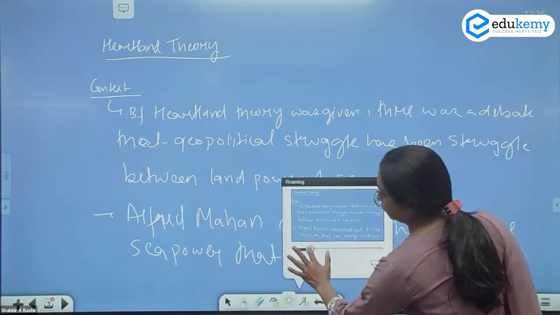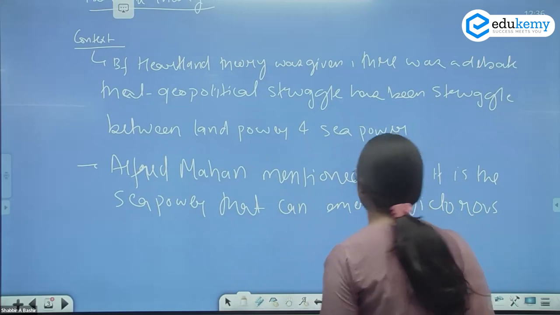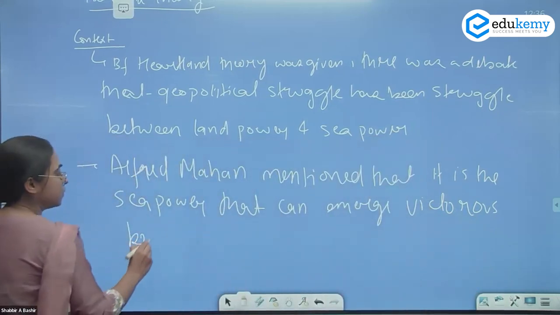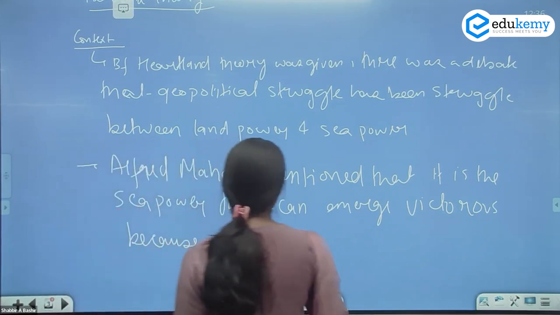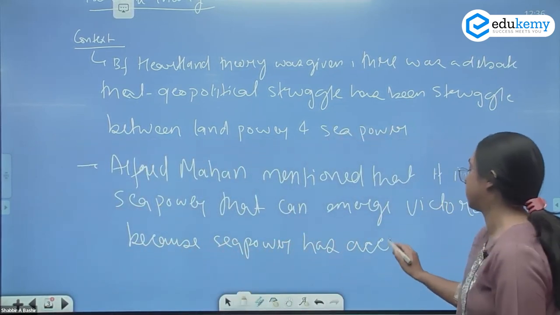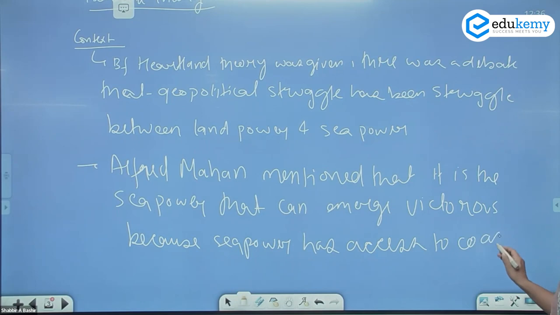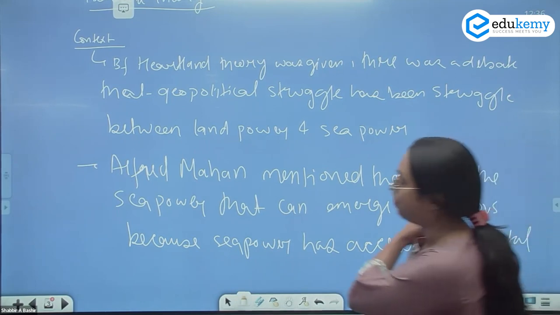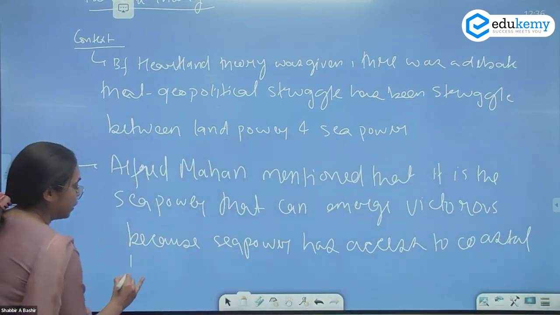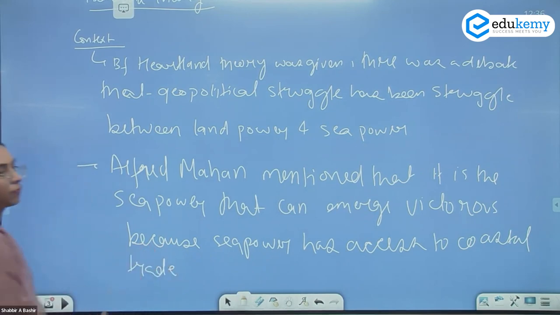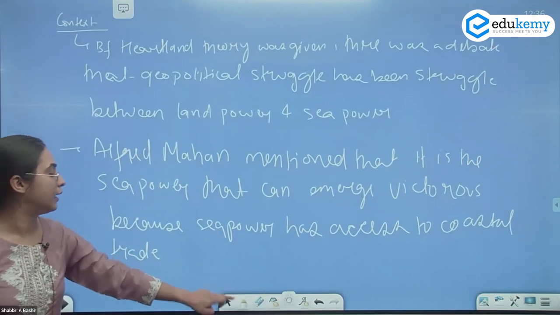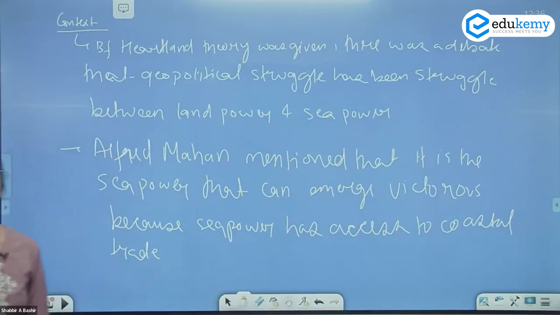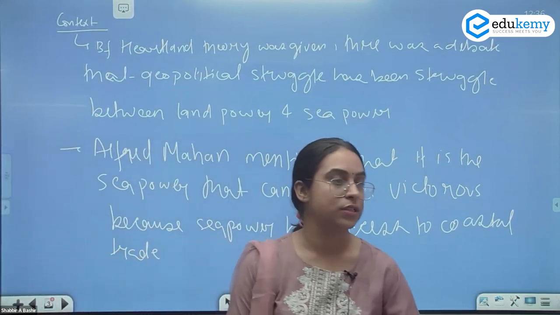because a sea power has access to coastal trade. So Sir Alfred Mahan mentioned that it is the sea power that can emerge victorious because the sea power has access to the coastal trade.